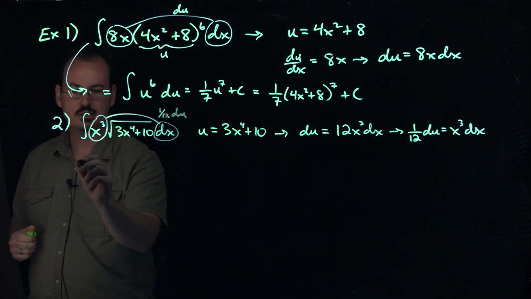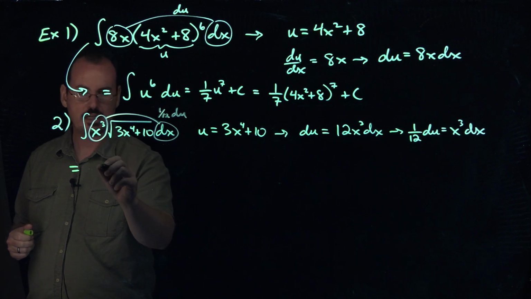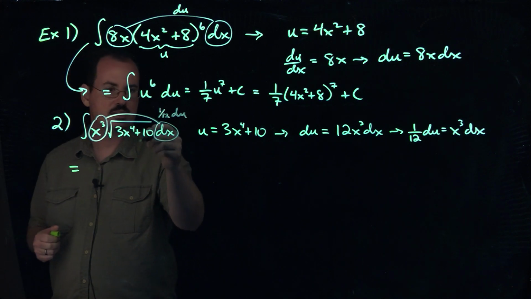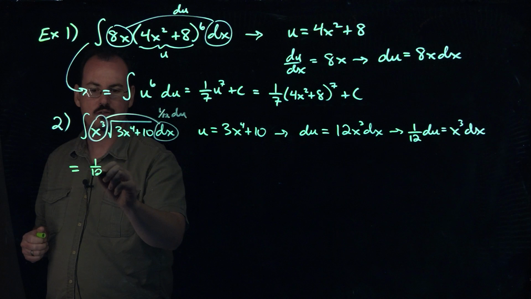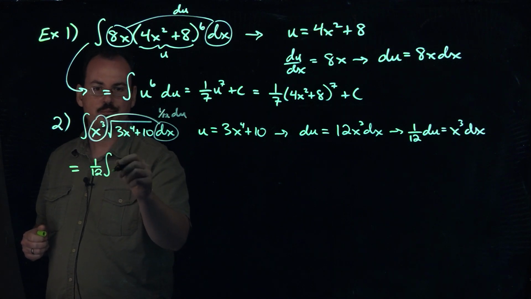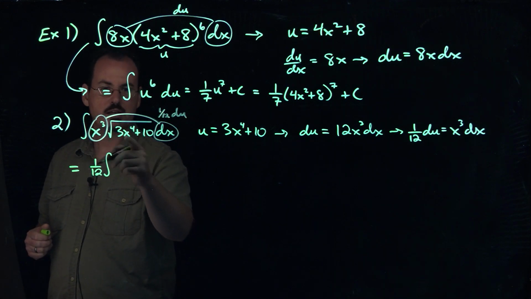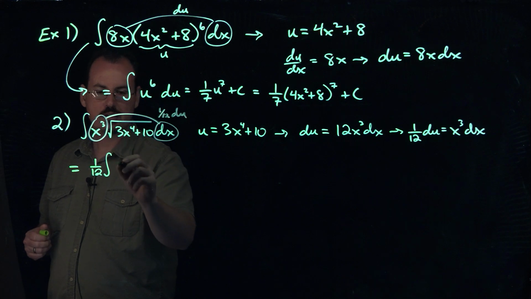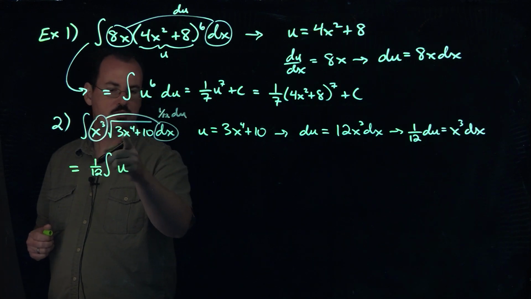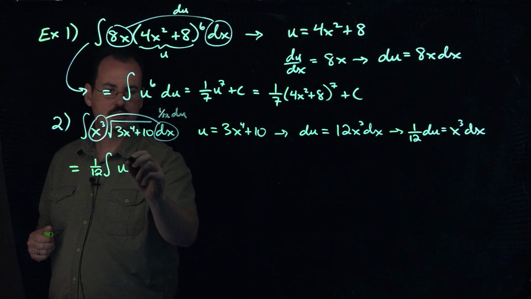So let's see what we get out of this. The 1/12, since it's a constant, I can pull it out in front of the integral. So I'll get 1/12. I'll wait for the du for the end. But whenever we have a radical, we always want to write that as a fractional power. So the thing that we made u was all of that under the radical.